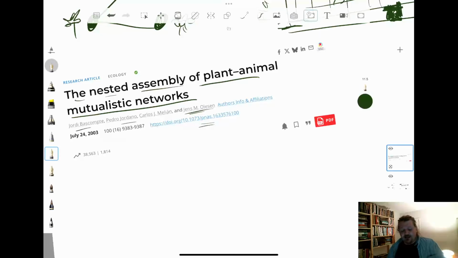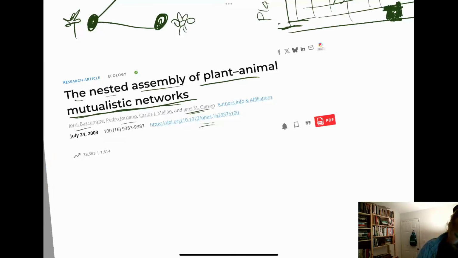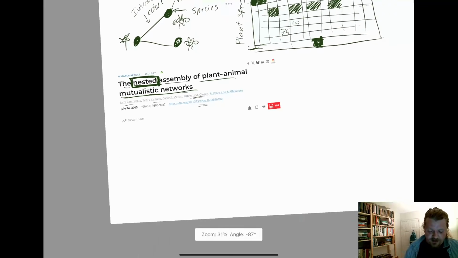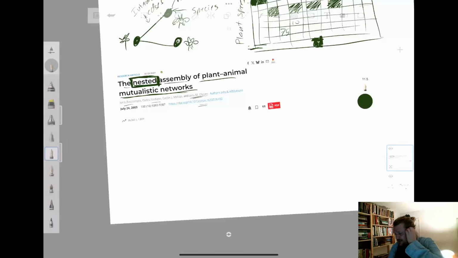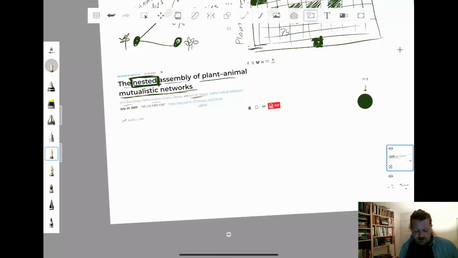And this is the key concept I want you to get here, which is the community concept, and why this follows that final lecture, which is that mutualistic networks are unusually nested. Unusually nested. What does that mean? I'm going to explain it. So this paper explains what this nestedness is and shows that it's a common phenomenon in mutualistic networks.